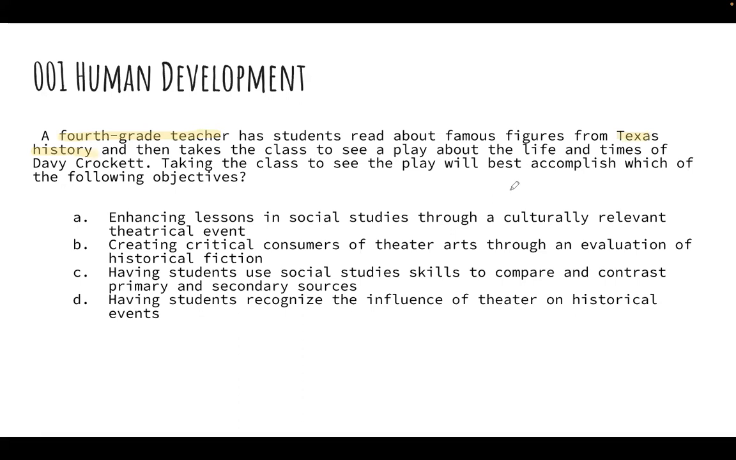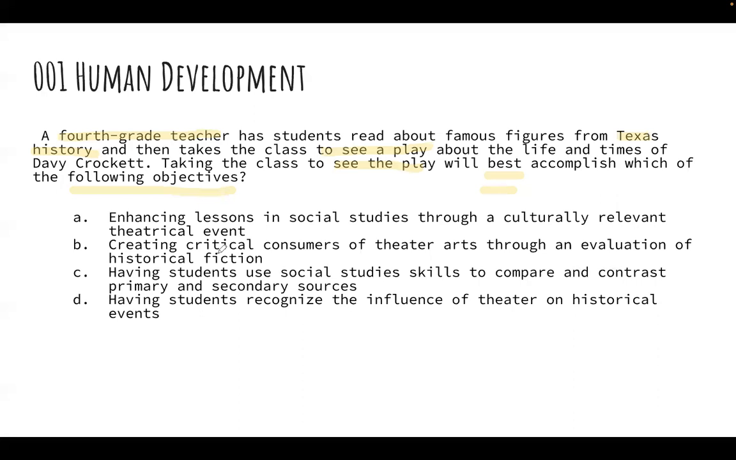So we know it's a fourth grade teacher, Texas history. And so what's happening here? They're going to see a play. Thank you. They're going to see a play. And taking them to see the play is going to do what? Here's best and most. It's going to accomplish what objective for the teacher?